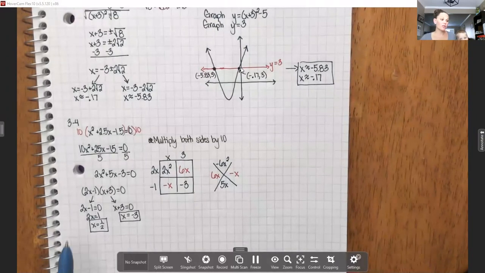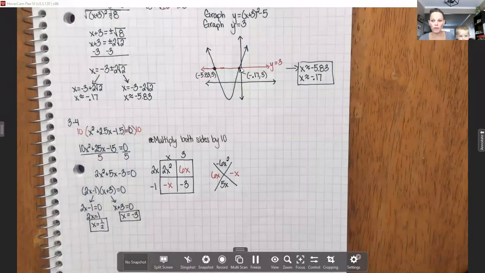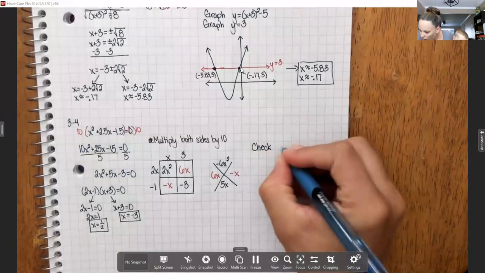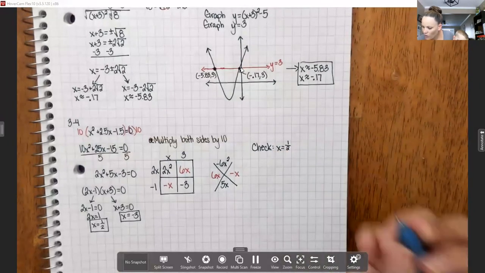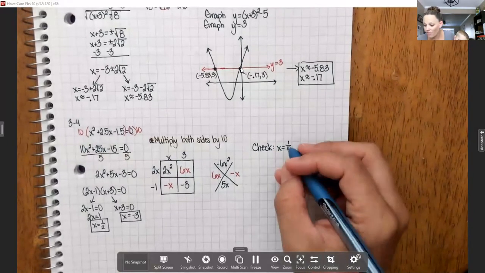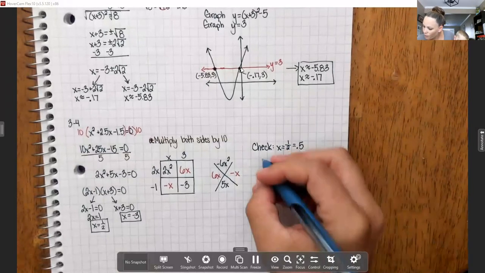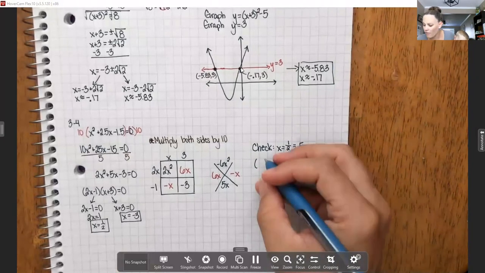The directions also tell us to check your solution. When you check your solution, you always check them in your original equation before we multiplied by 10 or did anything like that. So if we're going to check x equals 1/2, which we know is the same as 0.5, if you prefer to write it as a decimal, you can. And when you type it into your calculator, it's probably easier to type in 0.5.